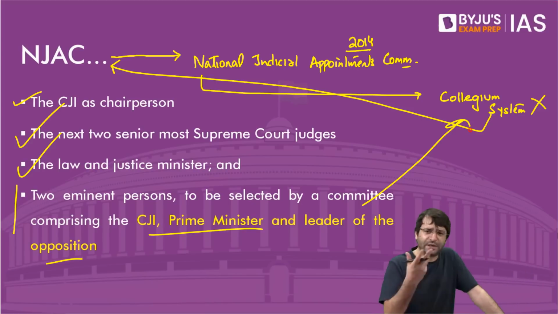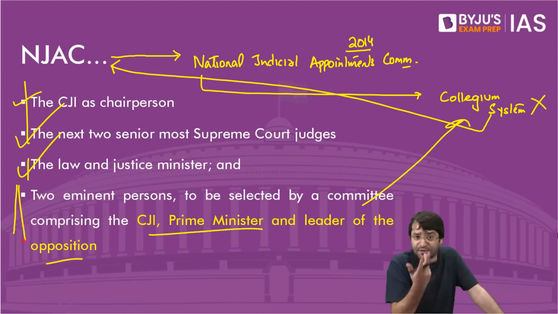Many people praise this functioning, saying at least now there is some sort of consensus. Consensus in the sense, this NJAC seems to be a better body than Collegium, because NJAC will have members from judiciary, will have member from executive, will have member from civil society as well, 2 eminent persons. So this is the best combo that we can have.